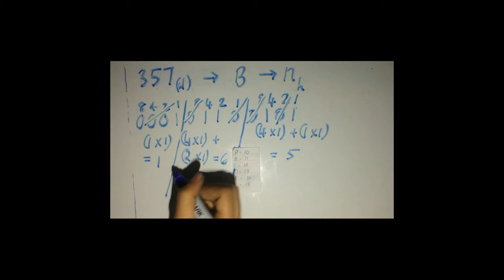We don't add these. We never add these when we're dealing with a hexadecimal at the end. We just write them down as they are. That's 1, 6, 5. This is our hexadecimal.